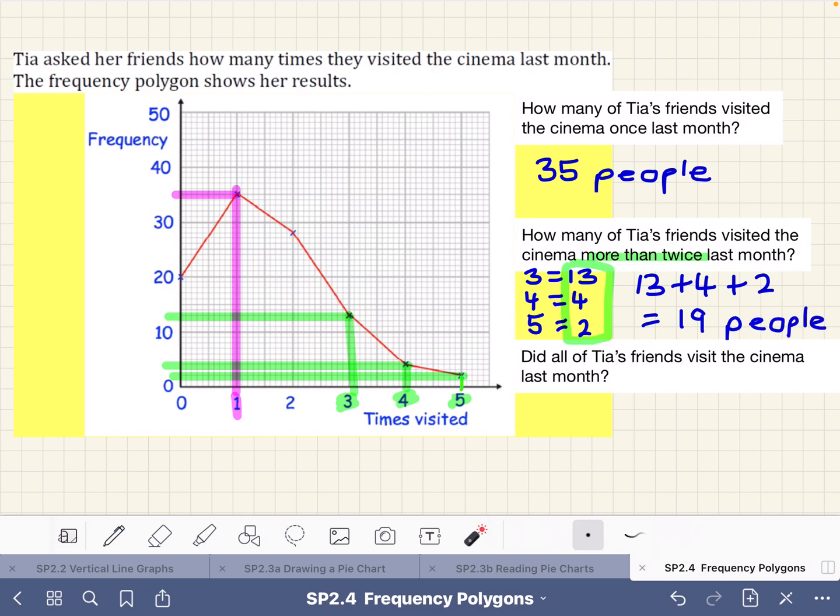Press pause and try the question, did all of Tia's friends visit the cinema last month? So when looking at this question, we're looking specifically at this 0 value here. Now, if that reads 0 on the frequency column, that means that all of Tia's friends would have visited the cinema at least once. Because on this axis it isn't 0, it actually goes up to 20, that would mean that 20 of her friends did not visit the cinema.